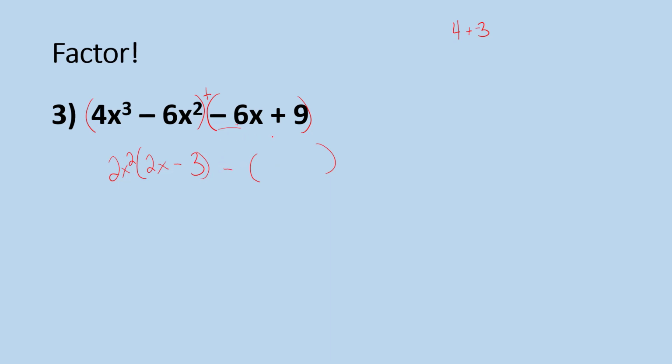I'm factoring out a negative. And what can I divide 6x by to get 2x? That would be 3. So if I factor out a negative 3, negative 6 divided by negative 3 gives me 2 with the x. 9 divided by negative 3 gives me a negative 3. Notice that both of my parentheses are the same. So our final solution: 2x squared minus 3 times 2x minus 3.